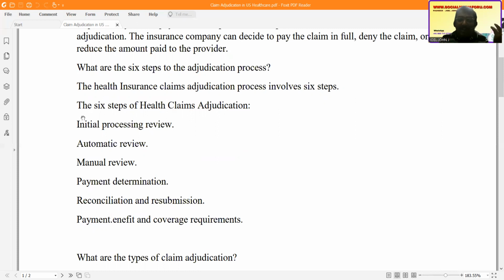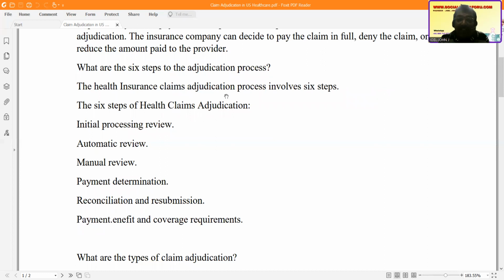Okay. And also NCC edit sheet for bundled, inclusive, mutually inclusive, and global bundled. In case of global bundled, also they will check for the global periods. Okay, that's what about that. So what are the 6 steps in adjudication process?